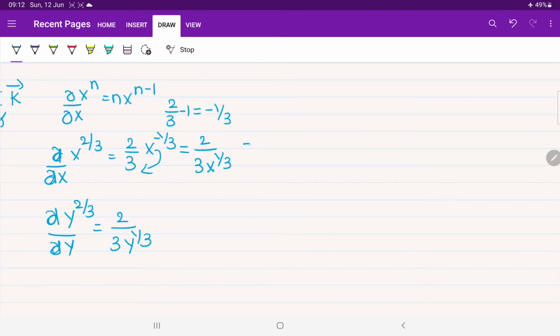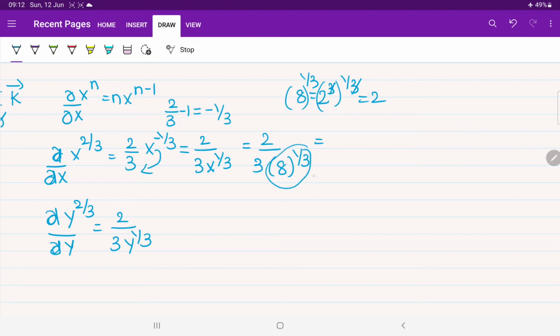See there, if I substitute x equal to 8, y is also going to be 8. Tell me, what is the value of 8 power 1 by 3? Remember, 8 can also be written as 2 power 3. So if I am raising 8 power 1 by 3, then it is 2 power 3 whole power 1 by 3. The 3 and 1 by 3 will get cancelled, it will become 2. So 8 power 1 by 3 will become 2, so this overall value is going to be 2. Numerator 2, denominator 2 will get cancelled, you will be getting 1 by 3.